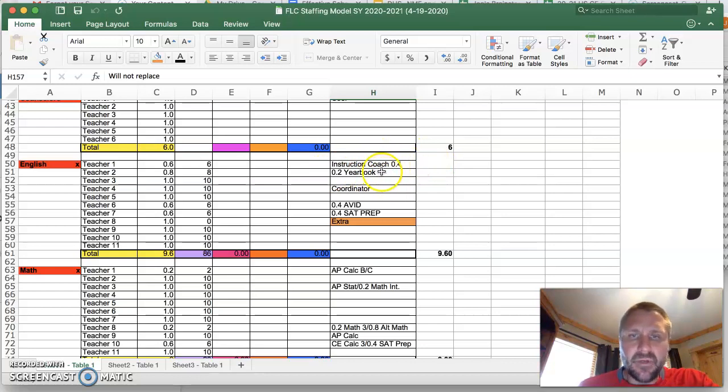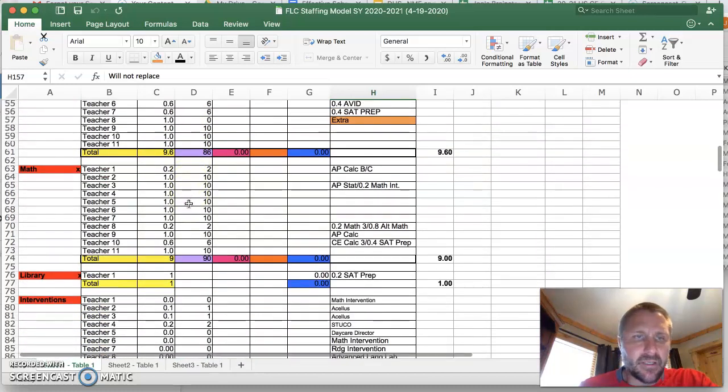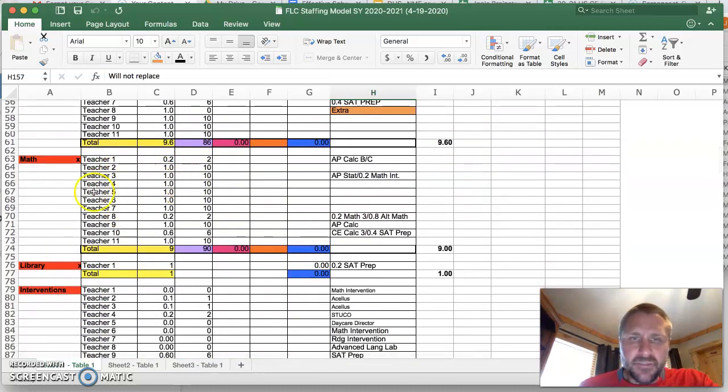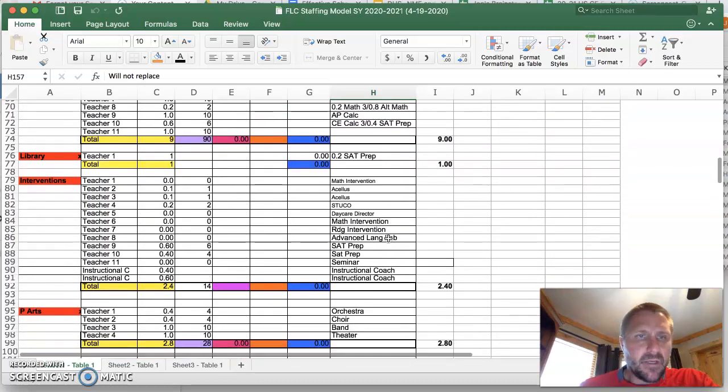We have one that's covering yearbook, some in AVID, some in SAT prep. Again, you want to get really creative thinking about where can I put teachers to be in their best place and how do I use my staffing to really think about what that looks like. You can see in this particular case, I have 11 math teachers, again, indicating where some of them are going to be located, whether it's concurrent enrollment calculus, AP calculus, using the alt school, SAT prep. Those are all different areas that we can find some folks.